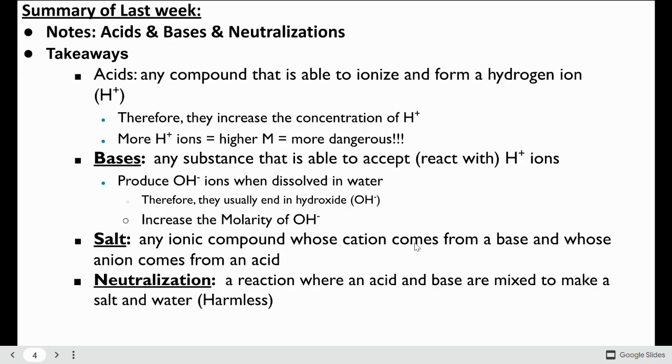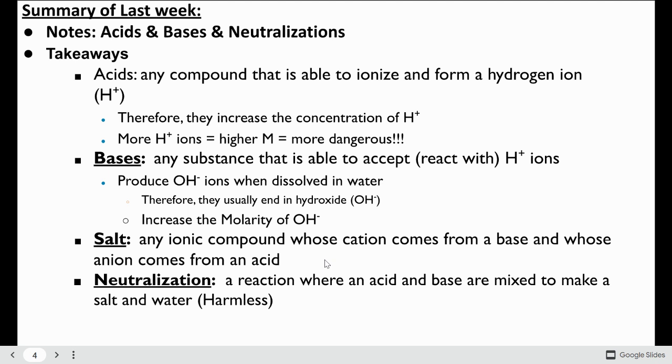All right, then we did acids, bases, and neutralizations. Acids are any compound that is able to ionize and form a hydrogen ion. Therefore, there is an increase of H plus ions. The more H plus ions, the higher the molarity, the more dangerous. Bases are any substance that is able to accept or react with hydrogen ions. They produce hydroxide ions when dissolved in water. Therefore, they usually end in hydroxide. Ammonia, NH3, is our exception to that.